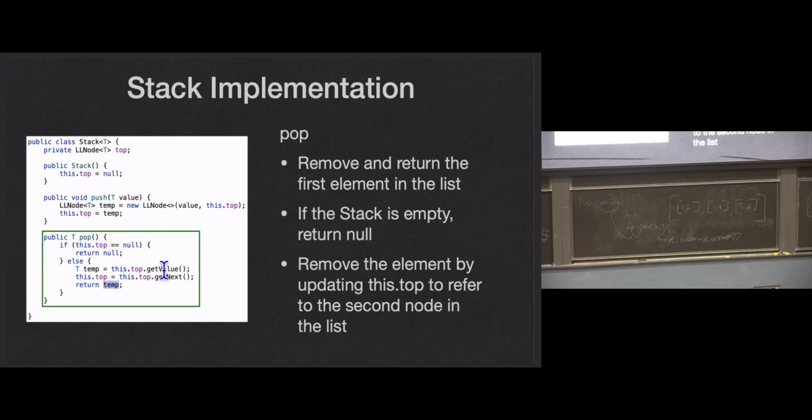This is why we need the temp variable, because after this line executes, we no longer have access to the head node. So we need to grab the head node's value before we get rid of it completely and send it to the garbage collector, and then we can return that value after the fact. So that temp variable is very, very much necessary.